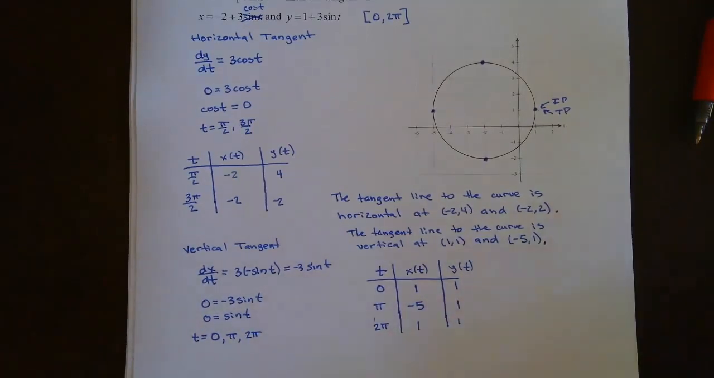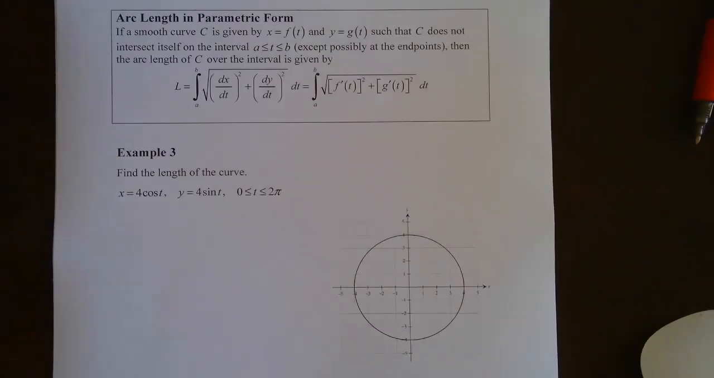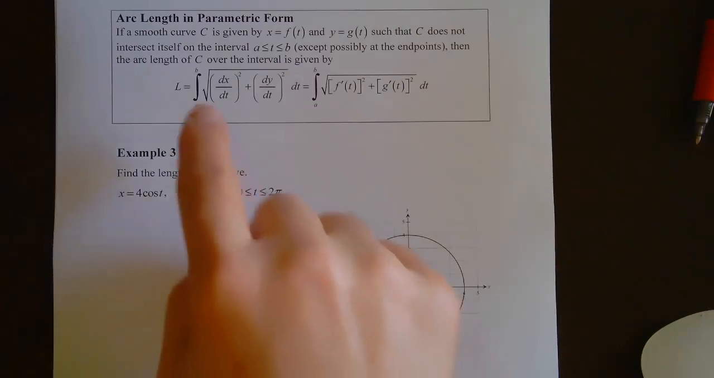Okay, let's go to some calculus. We're going to do some different calculus now. We're going to do parametric curve length, so let's do that next. For arc length in parametric form, if a smooth curve C is given by x equals f of t and y equals g of t, such that C does not intersect itself on the interval a is less than or equal to t, less than or equal to b, except possibly at the endpoints, where you start and stop, like the initial point and terminal point, then the arc length of C over the interval is given by this right here.